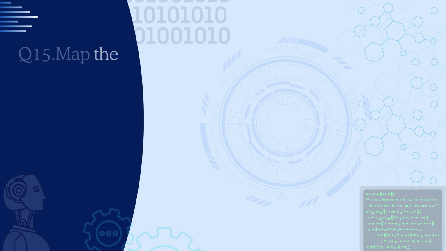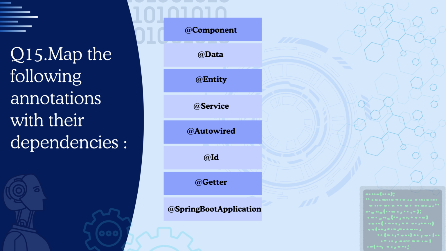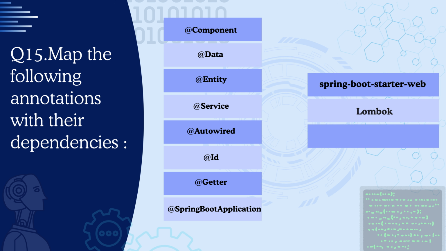Okay. Question 15. Map the following annotations with their respective dependencies. We have annotations like @Component, @Data, @Entity, @Service, @Autowired, @Id, @Getter, and @SpringBootApplication. Now these annotations we get from some dependencies that we add in our pom.xml file. So here we have Spring Boot Starter Web, we have Lombok, and we have spring-boot-starter-data-jpa. So the question is that we have to map these annotations with the dependencies from which we got these annotations.